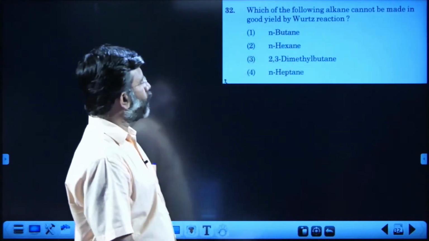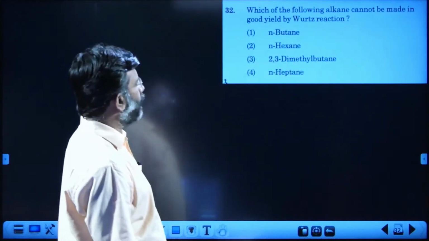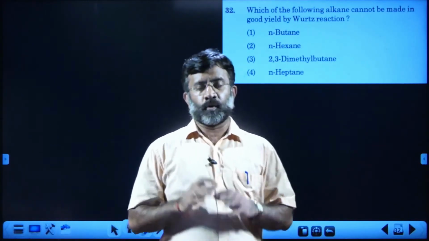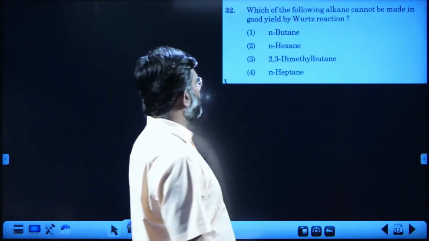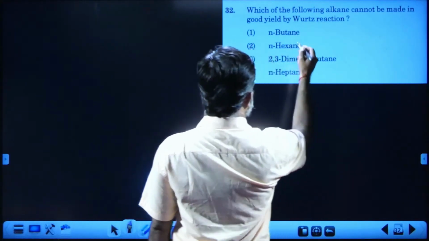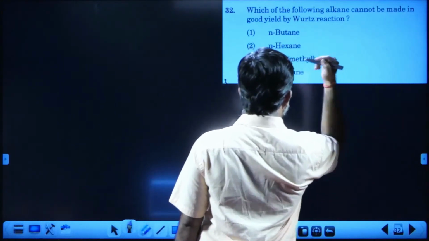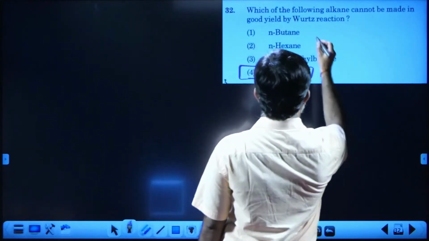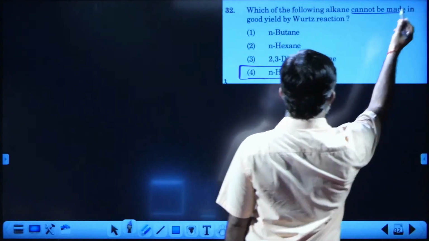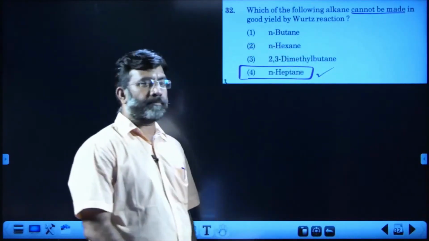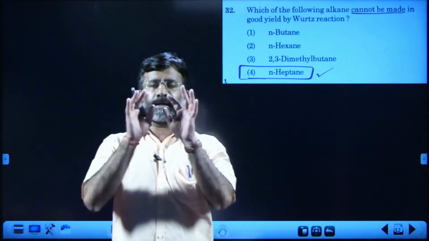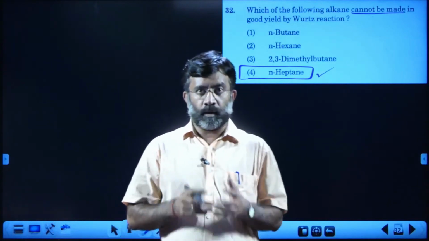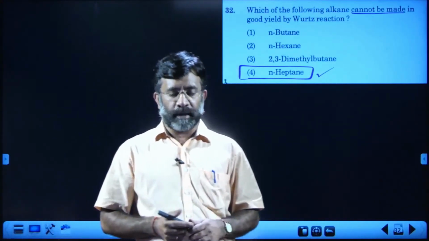32nd. Which of the following alkanes cannot be made in good yield by Wurtz reaction? You know, Wurtz reaction prepares symmetrical higher alkanes. This is a symmetrical higher alkane, and this is also symmetrical, while this is quite unsymmetrical and is not preferred by Wurtz reaction. Cannot be made. The answer is fourth choice. Heptane contains 7 carbon atoms, and that is an unsymmetrical higher alkane. It is not prepared by Wurtz reaction, or rather it is not preferably prepared by that reaction.